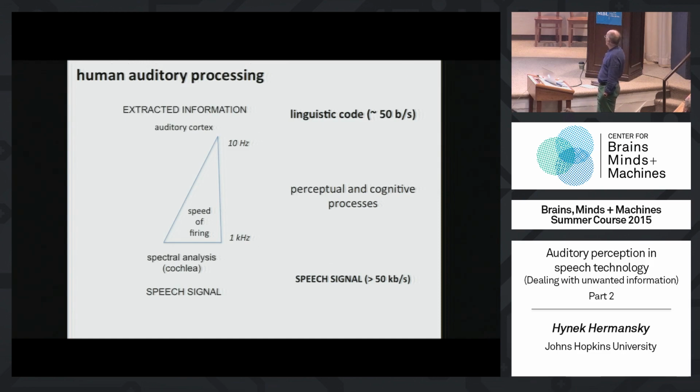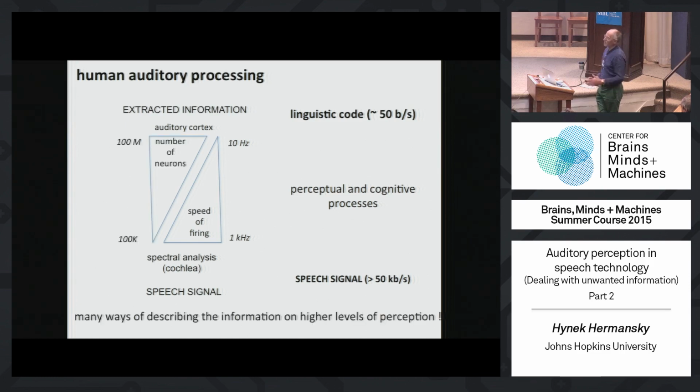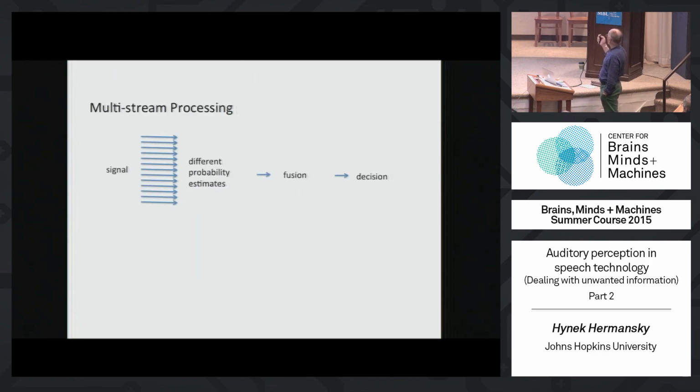Just to conclude, the auditory system doesn't only look like this, where it starts with a signal, does the analysis, and then reduces the bit rate. It also increases the number of views of the signal. This is based on the fact that there is a massive increase in the number of cortical neurons at the level of the cortex. So there are many ways of describing information at a high level of perception. Essentially, the signal doesn't go through one path, but through many paths, and then we have some means to pick the good ones and ignore the others, maybe switch them entirely off. This is sort of like vision.